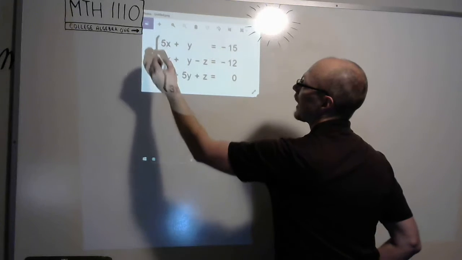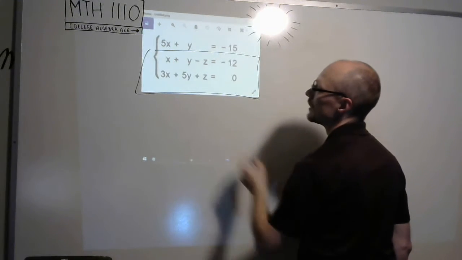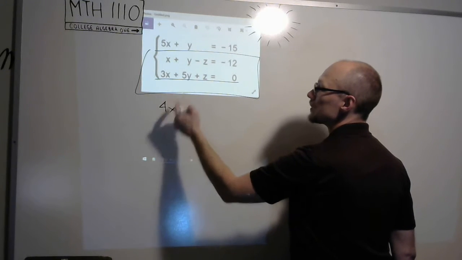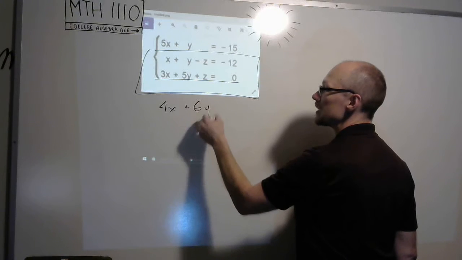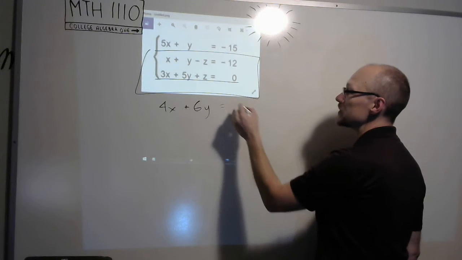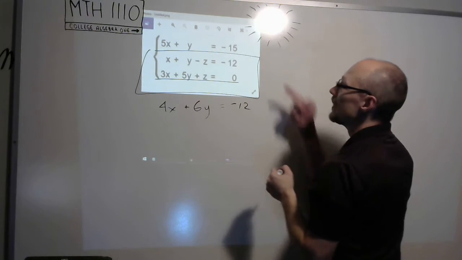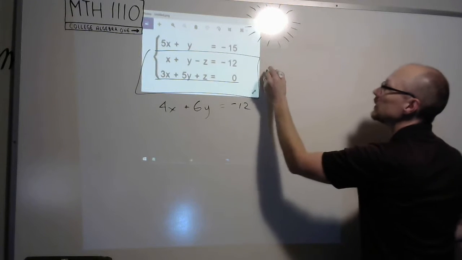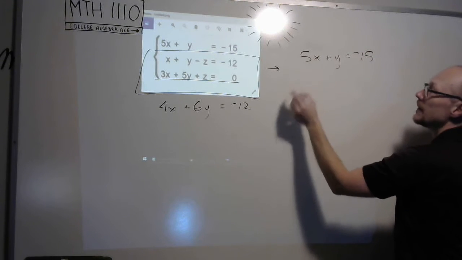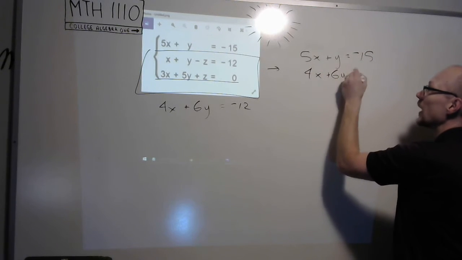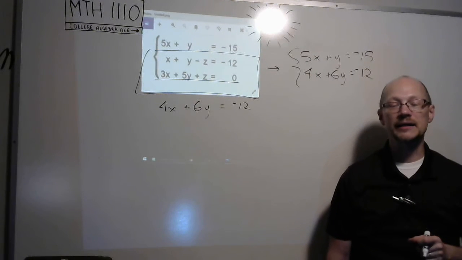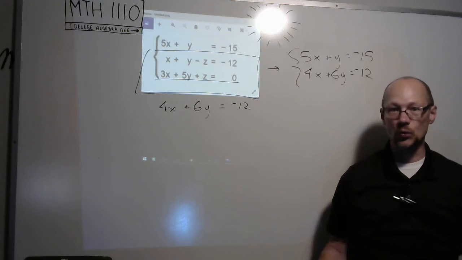So check this out. If I combine together these right here, x plus 3x gives me 4x, y plus 5y gives me 6y, minus z plus z, the z's are gone, negative 12 plus 0 is negative 12. Sweet. That combines with the other equation, 5x plus y equals negative 15, and 4x plus 6y equals negative 12. That is my system that I can now solve to eliminate either x or y.